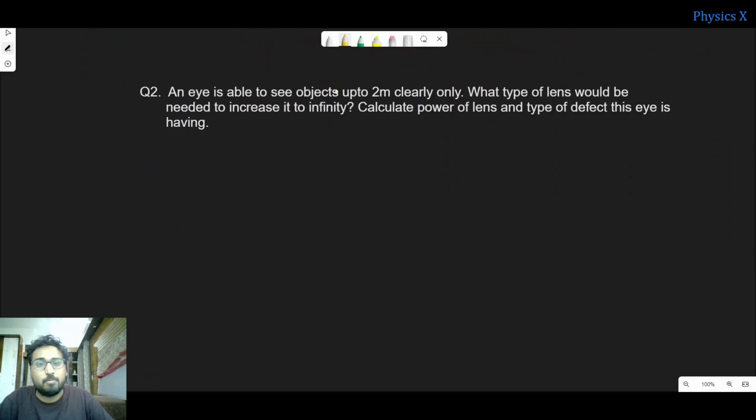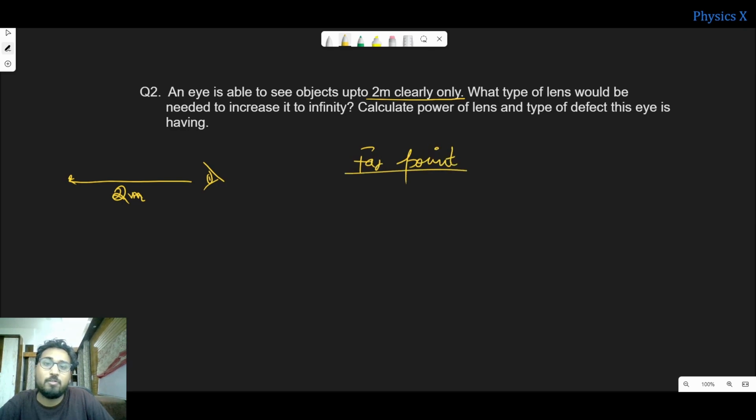An eye is able to see objects up to 2 meters clearly only. It means this is an eye, and up to 2 meters it is seeing clearly, and beyond this point it is not able to see clearly. So what is the definition of far point? The farthest point up to which the eye can see. So the far point of this eye is 2 meters. What type of lens would be needed to increase it to infinity?